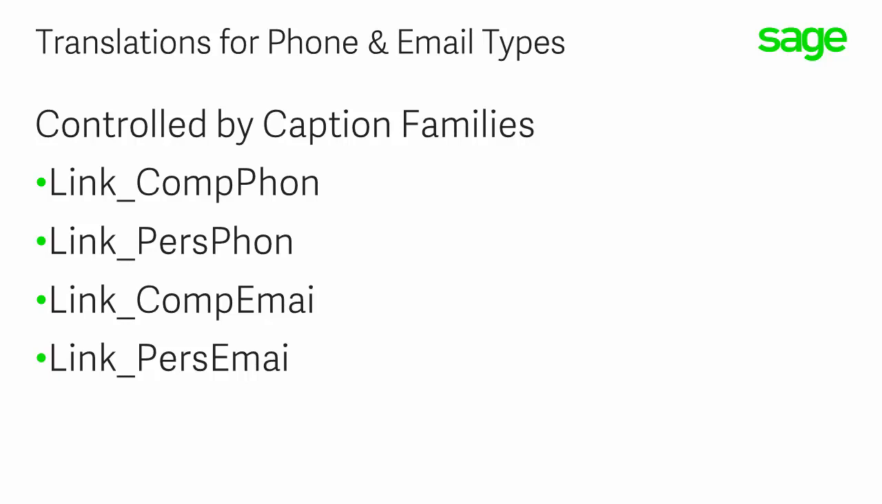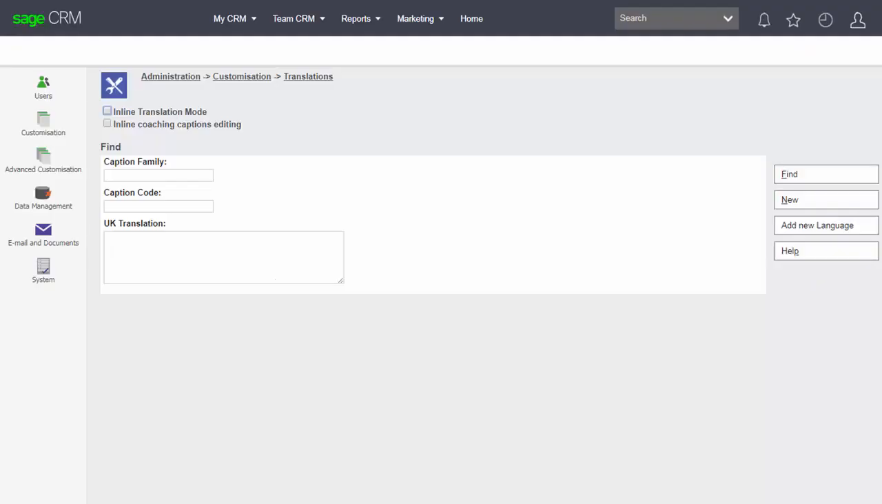Link underscore comp phone and link underscore comp email are relevant for the company information, and link underscore pers phone and link underscore pers email for people. So if I switch back and think about my user, and I want to add the ability to store an alternative, an additional email address, then I can do that here.